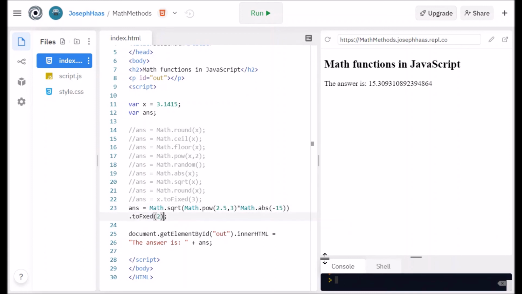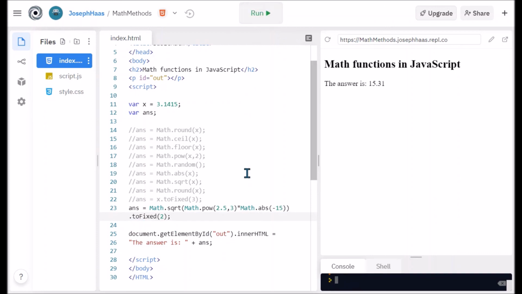I'm going to round it to 2 places or however many places. And then, whoa, what happened? Because I didn't spell it correctly. Yeah, syntax is very important. Math.ToFixed. Everything must be very precise. The T is lowercase, the F in fixed is uppercase. So just be careful when you do that.